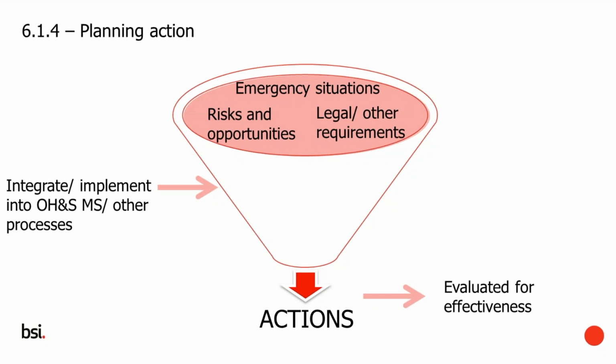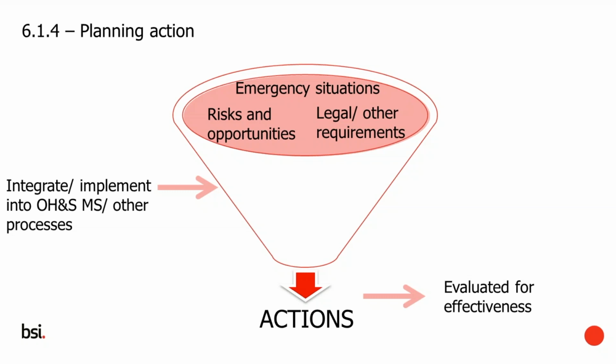So having identified where these risks and opportunities potentially sit, we have to plan action. And this is what 6.1.4 as a clause is all about. So essentially, when we start to plan action, we take the outputs from the risks and opportunities, giving consideration to those legal and other requirements, but you've also got to give consideration to emergency situations. We have to understand how we're going to integrate those with existing management systems or implement those into the management system itself. And that includes the other processes that the outputs of our management system feed into. And once we figured out how we're going to do that, we have a set of actions.